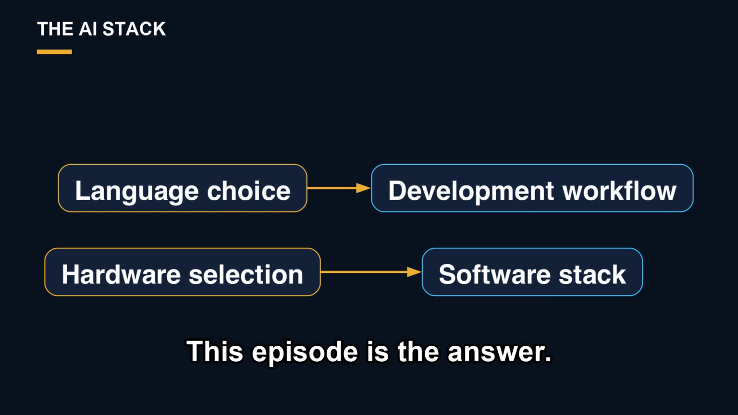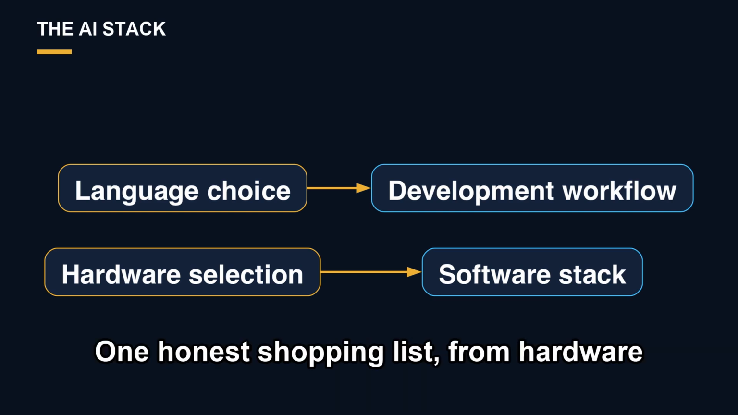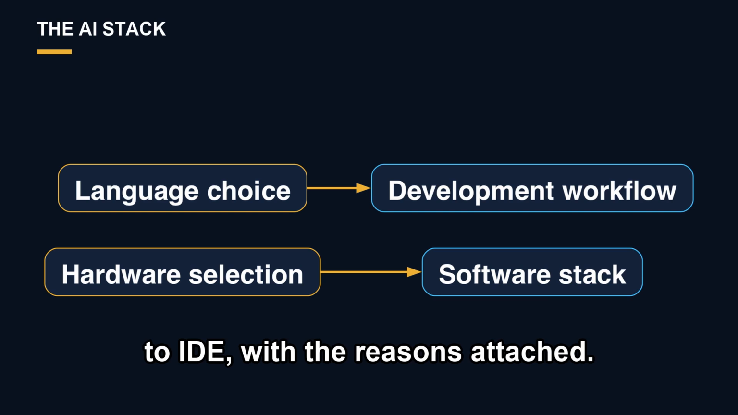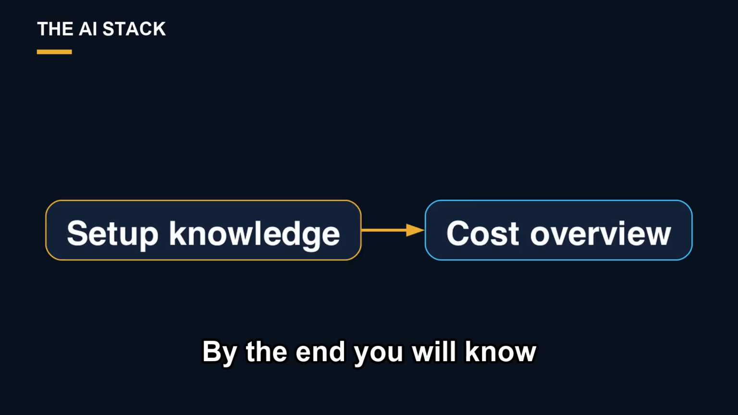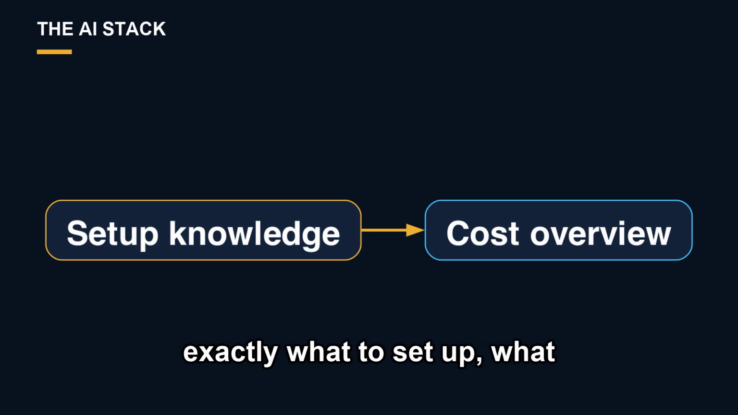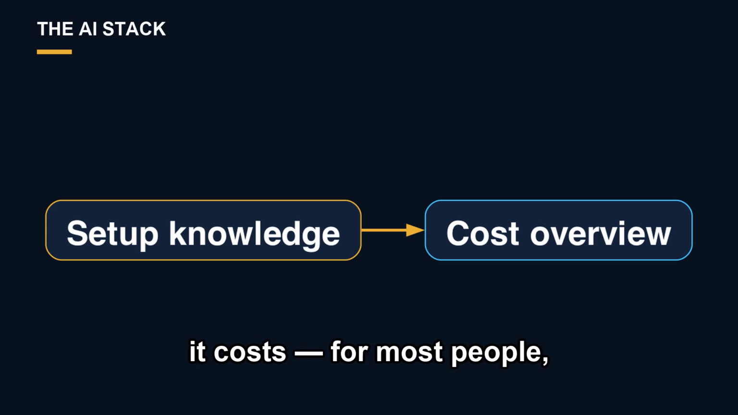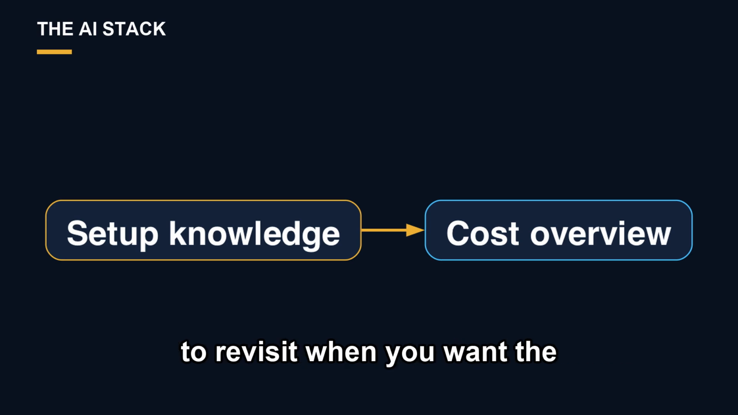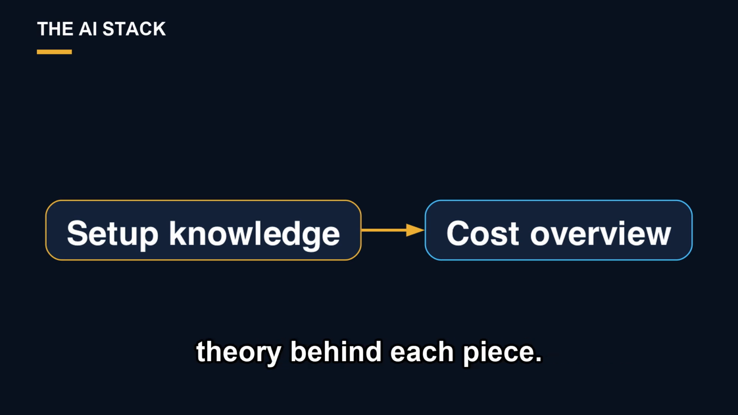This episode is the answer. One honest shopping list, from hardware to IDE, with the reasons attached. By the end, you will know exactly what to set up, what it costs, for most people, almost nothing, and which episode to revisit when you want the theory behind each piece.